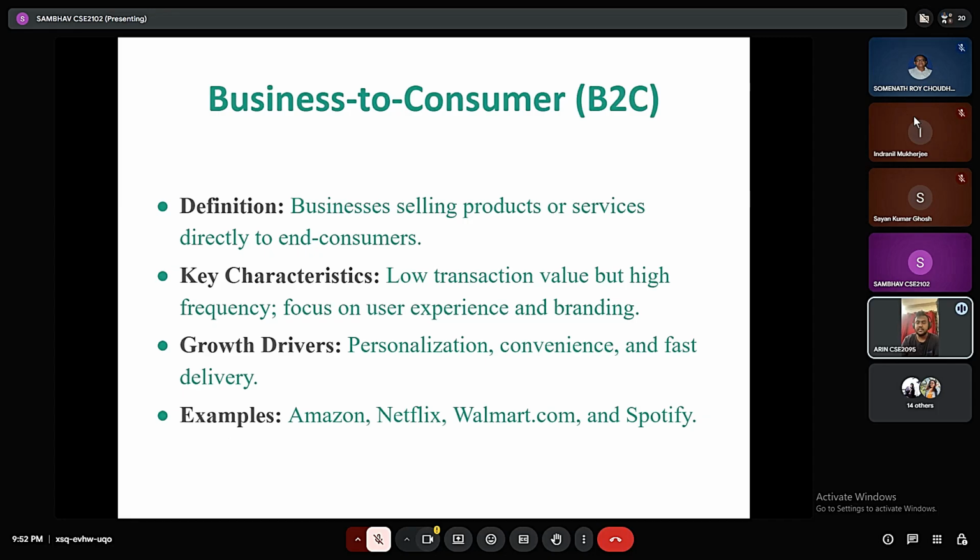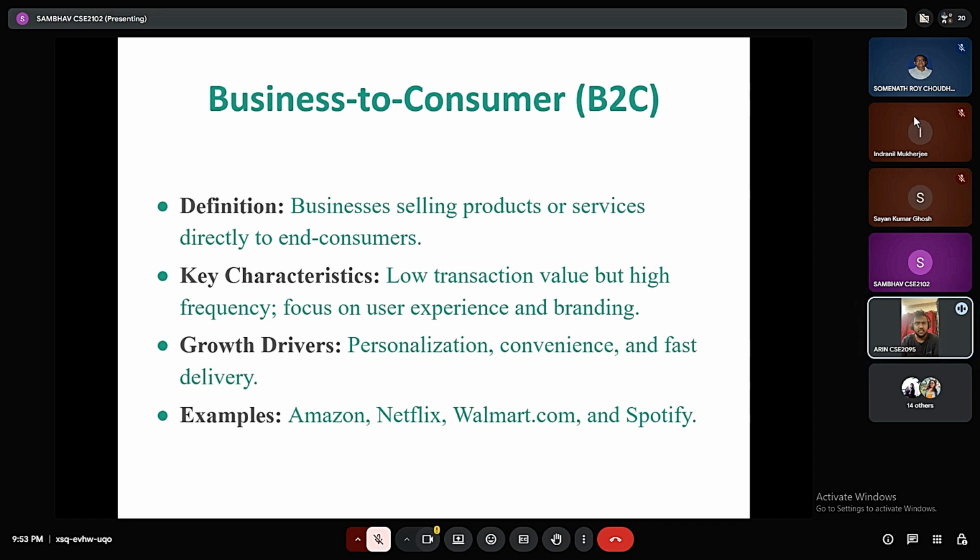Then there is business to consumer. This is the second highest volume per volume transaction business that actually happens, although it is by far much more visible to the general public. The general public sees this transaction a lot more than business to business, although it is actually a smaller share of the total valuation that's been transacted.